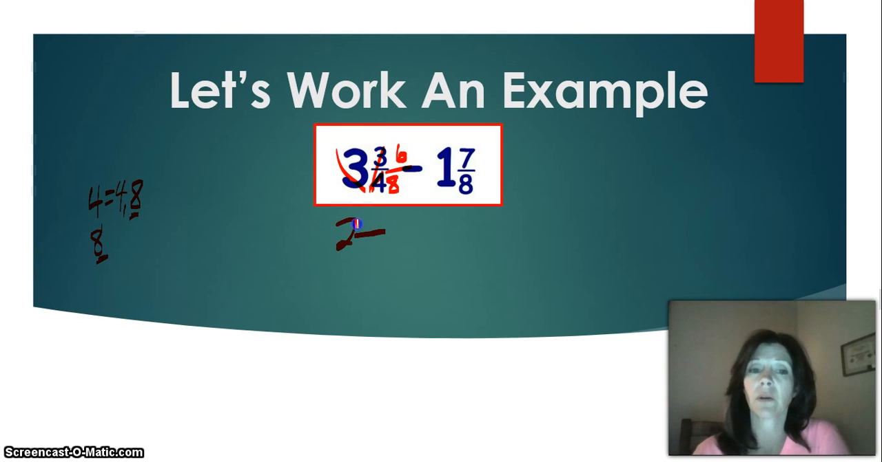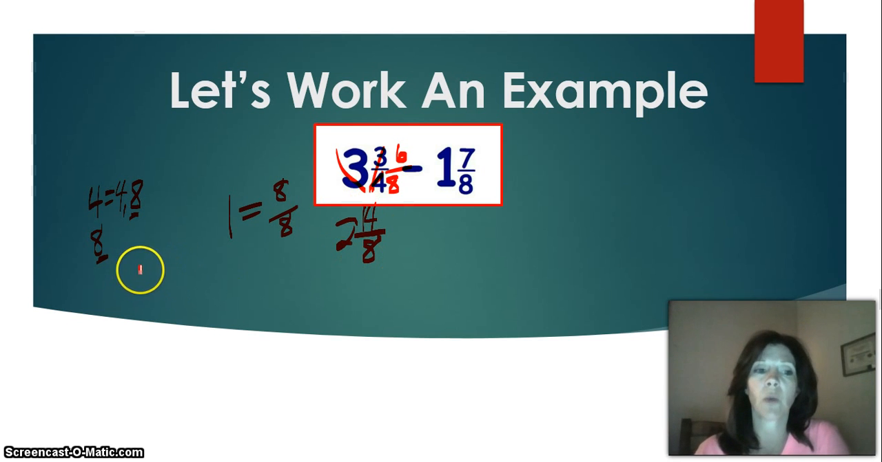And this is where we're going to borrow one whole. When we borrow that one whole from the 2, we are borrowing the one whole equals the same amount as the denominator. You add the value of the denominator to your numerator. So your denominator stays the same. But because you borrowed one whole, whatever the denominator is, you add that to your numerator. So you're going to add 8 to the 6, and your new numerator becomes 14.